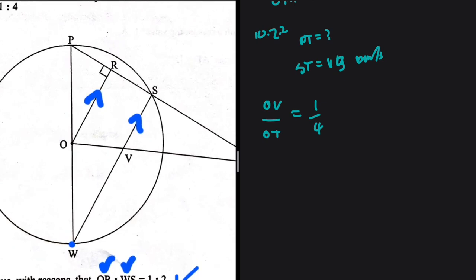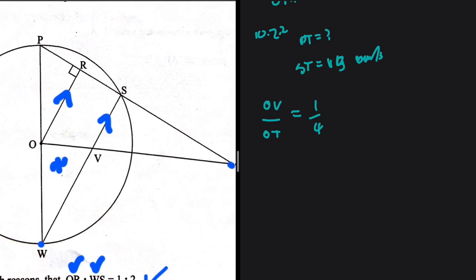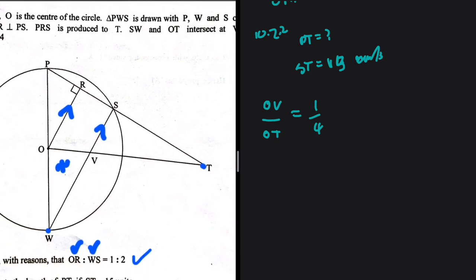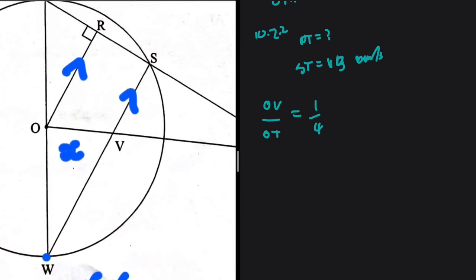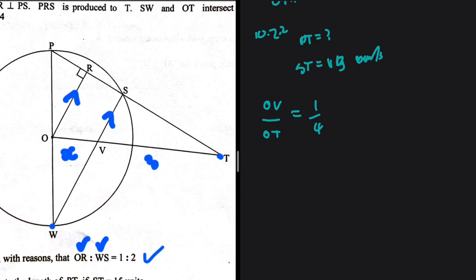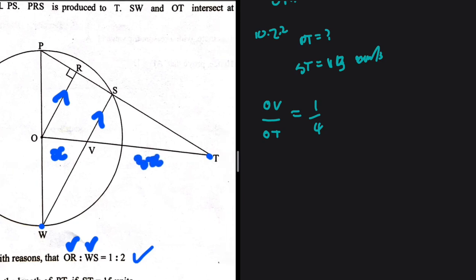So if this is X, then OT should be 4X, right? Meaning that here, let me write it like this. This is X. Here we should have 3X, so that OT can be 4X. That's what we know. But OR and VS are parallel. So this should also be X. And then this should be 3X. Do you see that?